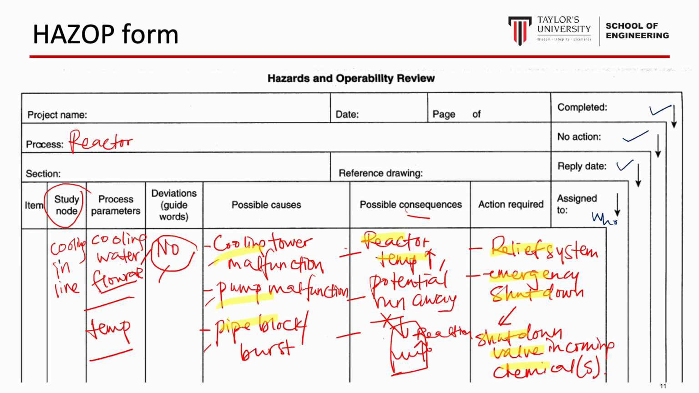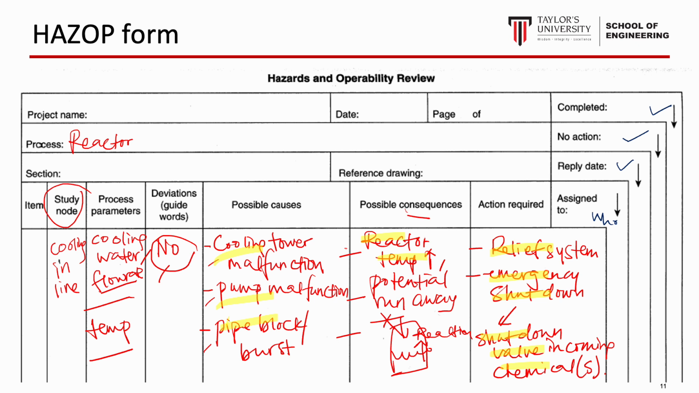And an easy HAZOP analysis can go up to several pages, from 20 to 100 or even hundreds of pages, because you can see this is only one guide word. We haven't even gone to high flow rate, what will happen? Low flow rate, what will happen? Or instead of cooling water coming in, what if, let's say, it comes in as heated water? Meaning the flow rate goes off and something else came in.